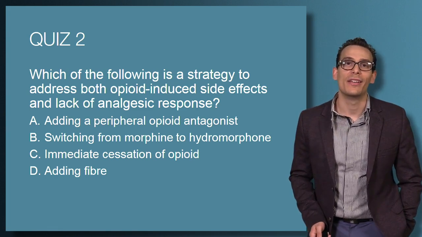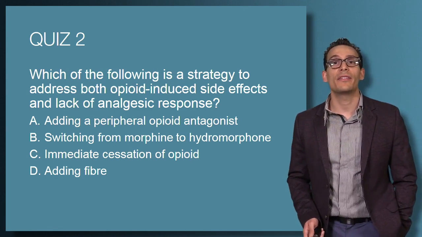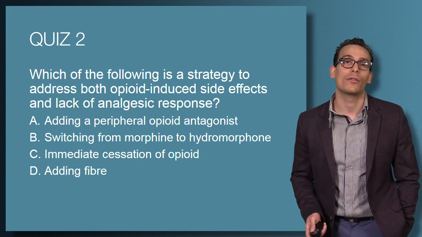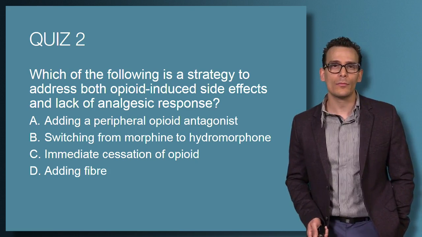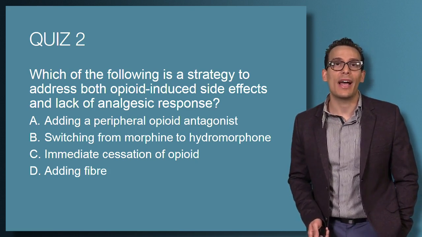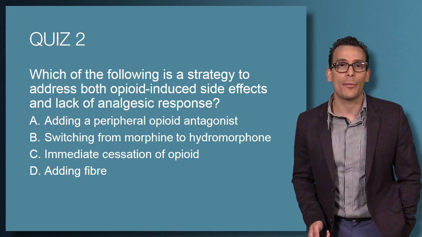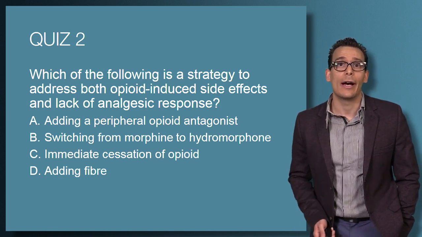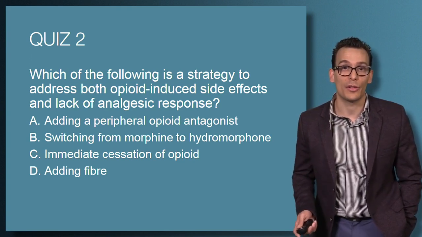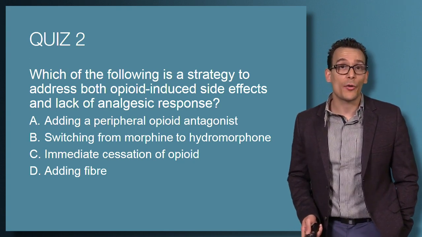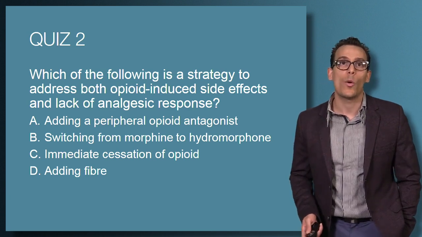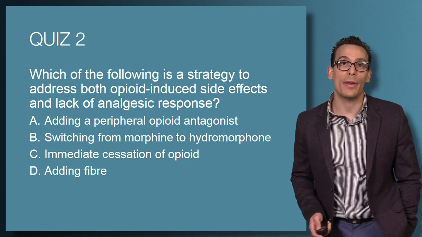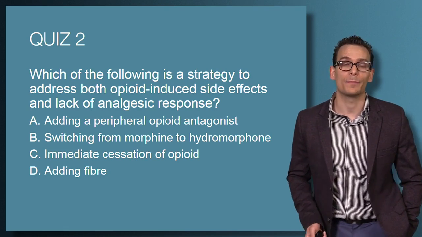The correct answer is B, switching from morphine to hydromorphone, because this is an example of an opioid rotation, which treats both opioid-induced side effects as well as opioid tolerance or lack of analgesia. A and D are incorrect because adding a peripheral opioid antagonist or adding fiber specifically treats opioid-induced constipation and not other side effects nor the lack of analgesic response. And C is incorrect because an immediate cessation of opioid, while that may address opioid-induced side effects, may lead to a sudden increase in pain for the patient and is thus not the best strategy.